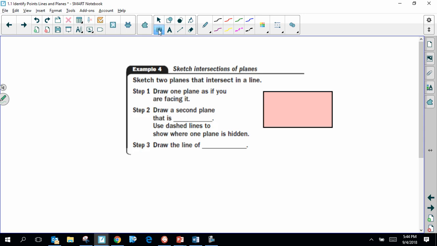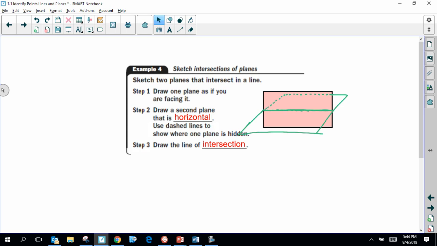Then it says draw a second plane that is, in this case, going to be horizontal to the other one. And it's not really horizontal because if you're looking at it and it's horizontal, you're really not going to see it. So it's kind of like you're above it or below it. And so the way that I'm going to do this is I'm going to draw a line like that, and a line like that, and then we're going to come this way behind it, and then like that. And here the two planes intersect at that line right there. So that's what we're looking at here.